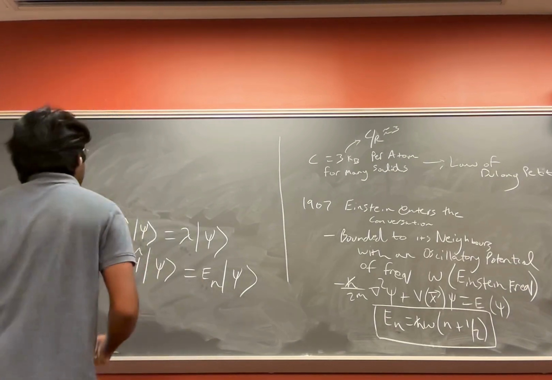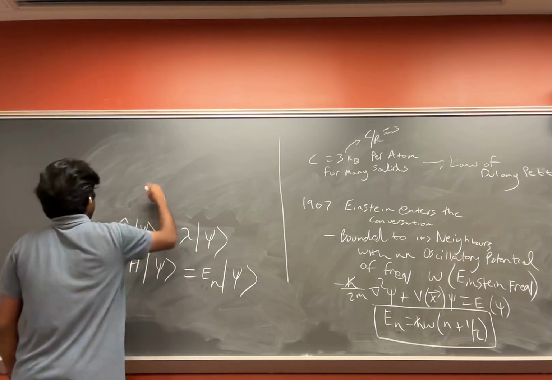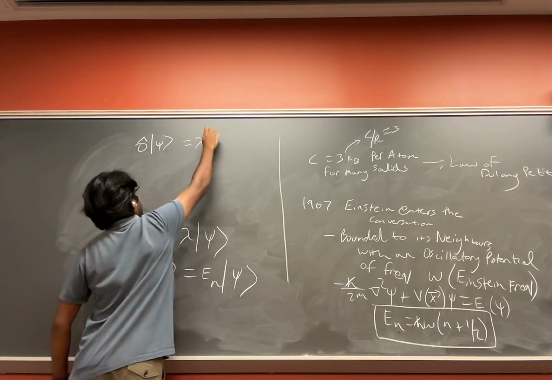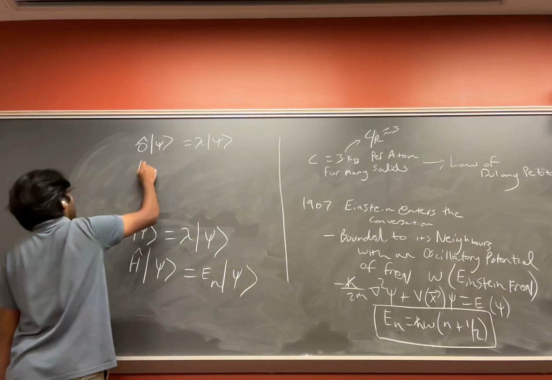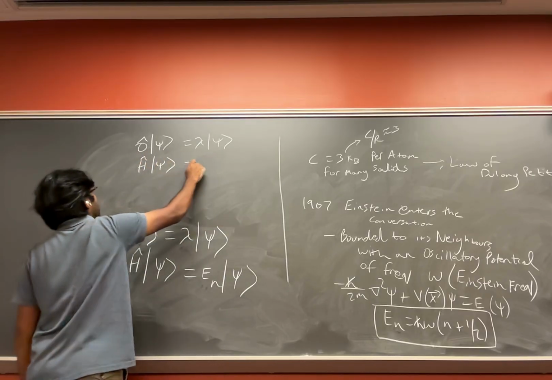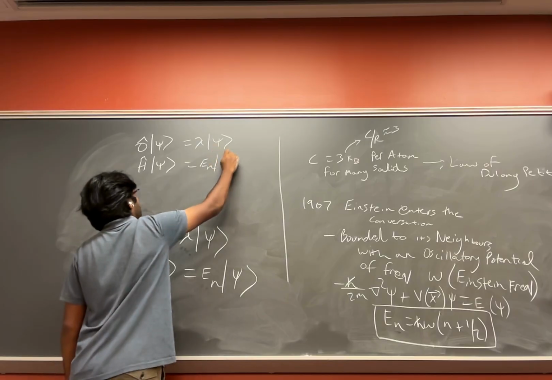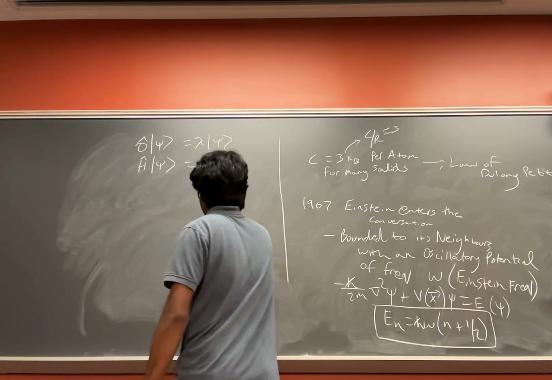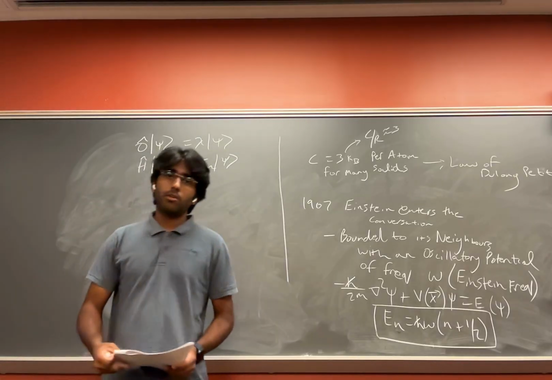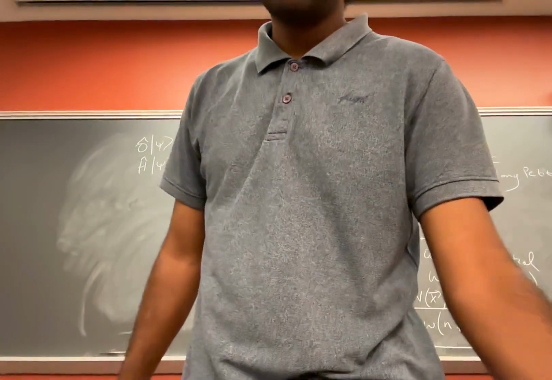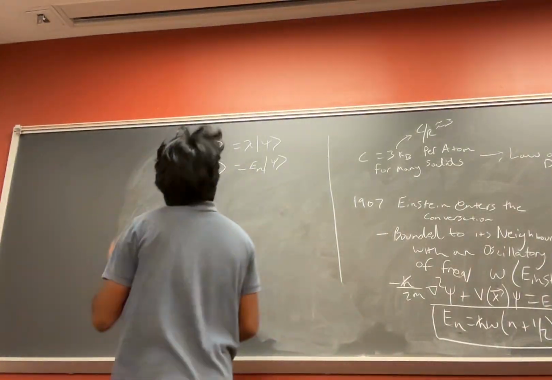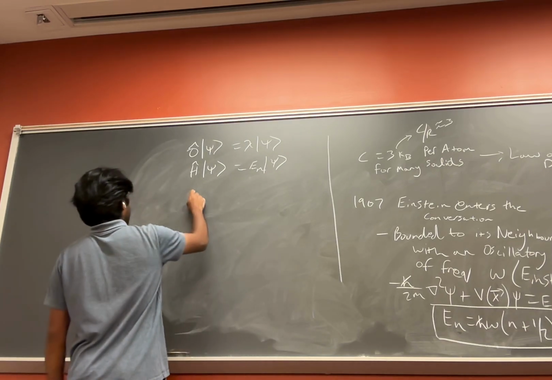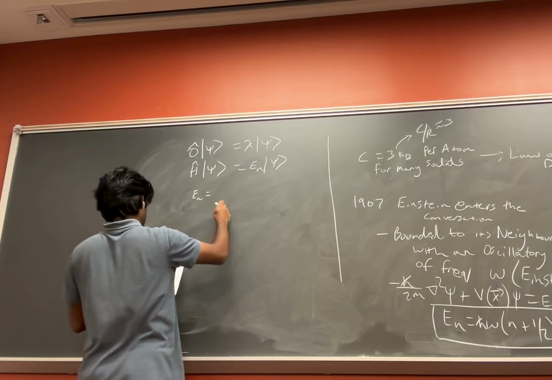So now let's proceed with Einstein's calculation. I'm going to leave this up here for reference. To proceed with Einstein's calculation in detail, let me just write the energy eigenstates for this potential.